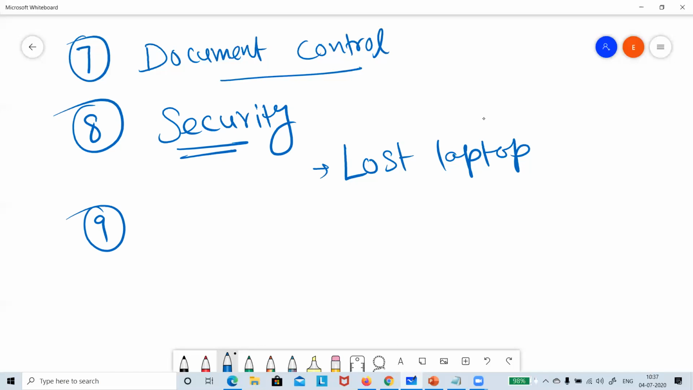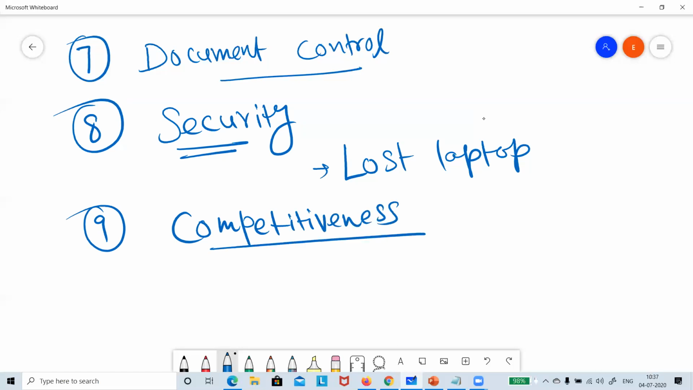Okay. What about competition? I would say competitiveness for the business. Do you think businesses that are using cloud are more competitive?